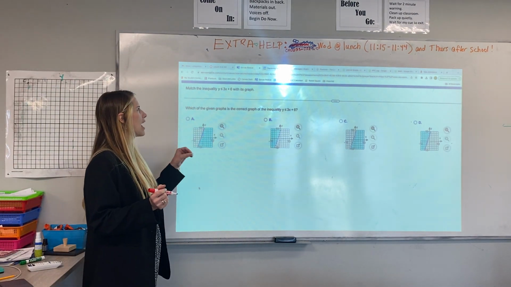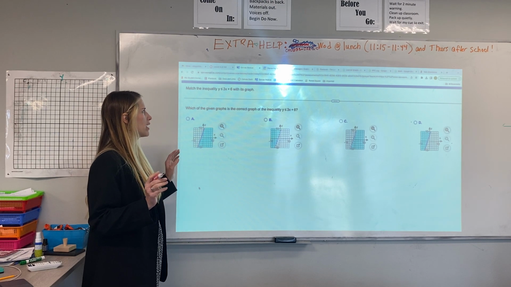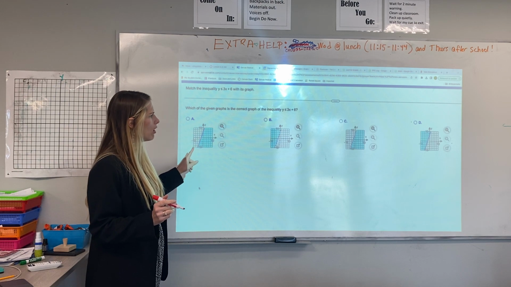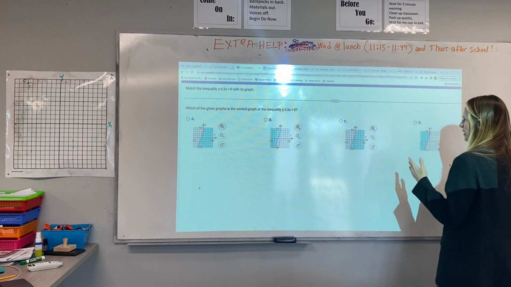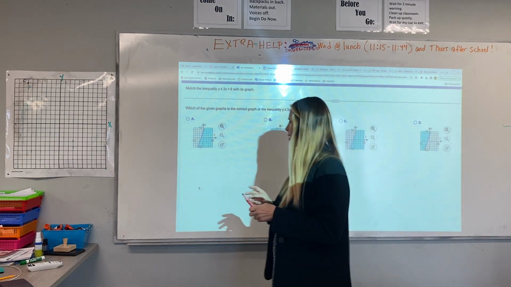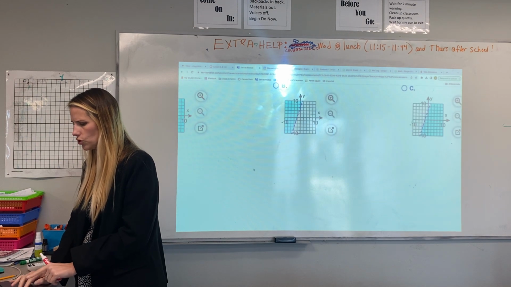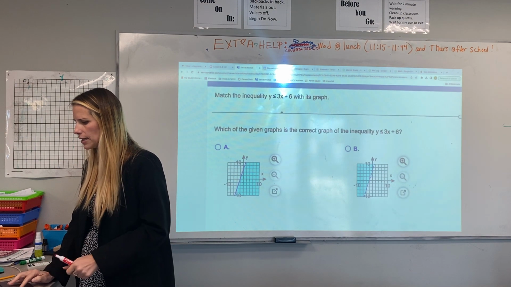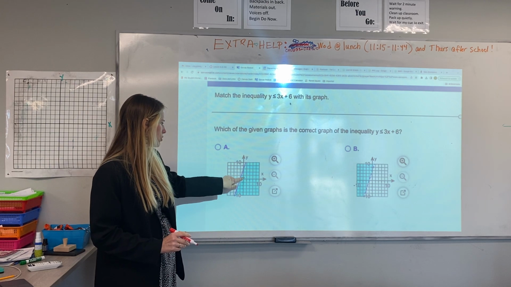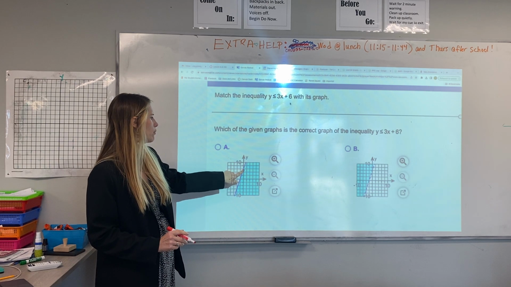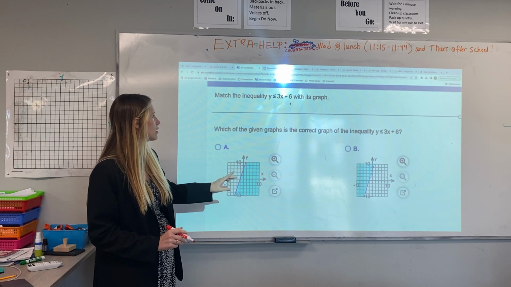Y is less than or equal to 3x plus 6. All of our boundary lines here are at the same y-intercept and have the same slope. So I'll just zoom in so we can see. Obviously, it has a y-intercept of positive 6. We're going by 2's here, so 2, 4, 6. And then we have 3 over 1 as our slope.